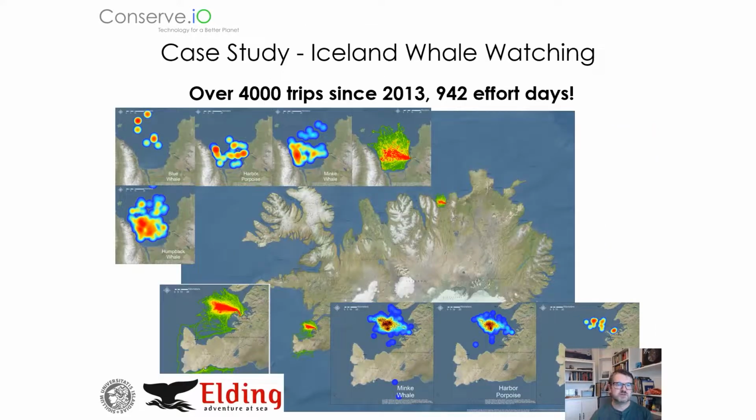A few short case studies to highlight how Spotter has been used over the years. Husavik and Elding in Iceland have used Spotter since 2013 in many of their whale watch trips. To date, they've collected almost 1,000 observation days over 4,000 trips. Here are some sighting heat maps they published showing different species from data in 2014.